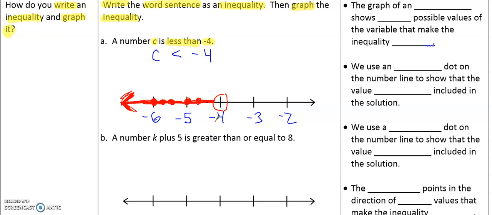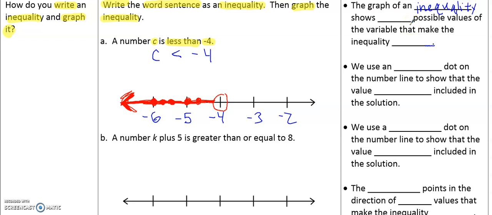So we'll get to the next question. We just want to review what we've done so far by going over here. The graph of an, what is this? This is the graph of an, oh, that's right, this is an inequality. The graph of an inequality shows blank possible values of the variable that make the equation true.